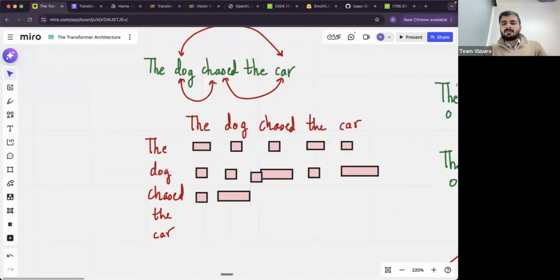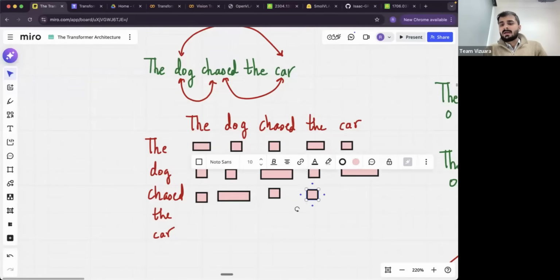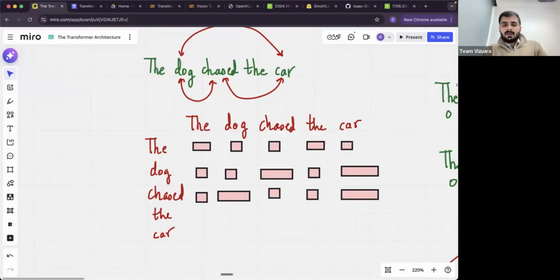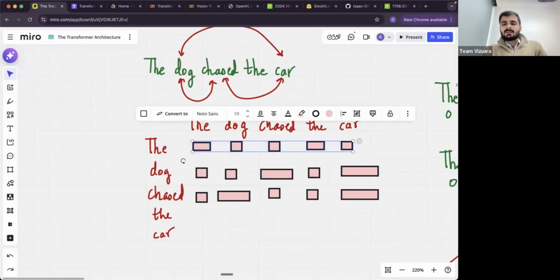Chased and chased probably has a small attention. Chased and the, we have filled it here again. And chased and car has a very high attention because we know they are related to each other. Now, the and the we already know. The and dog, we already know that. So we have already done this for the actually. You can simply copy paste this.